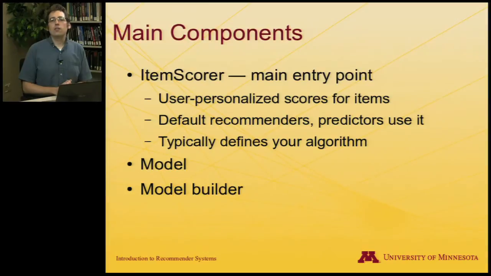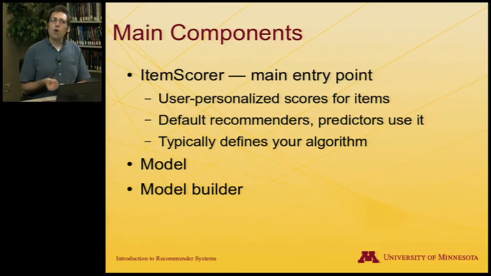So the main components of a LensKit algorithm implementation are typically three classes and then the other ones that they require. The item scorer is the heart of most algorithms. The item scorer interface in LensKit is an interface that provides user-personalized scores for items. Most of the time, if you're creating a new algorithm in LensKit, you're creating a new item scorer. Our default top-N recommender will generate recommendations using that score. Our default rating predictor will use those scores and clamp them to the rating range to output rating predictions.